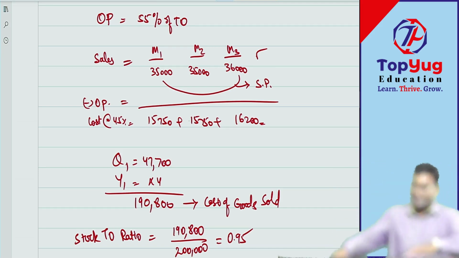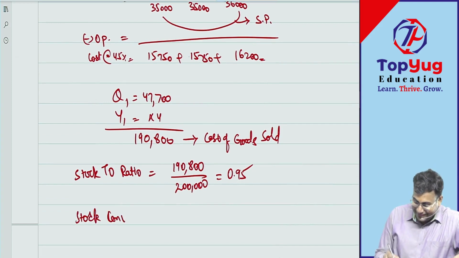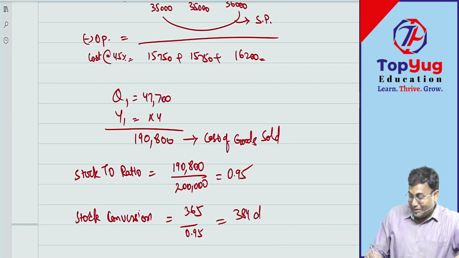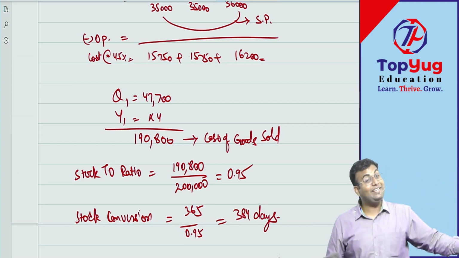हमारा बंदा तो stock conversion ratio भी calculate करके बैठा है. Stock conversion days. Oh my god, I am proud of you. So he is going to take 365 by 0.95. Sorry, how much? 384 days that sweet lady is going to take in order to liquidate her inventory.